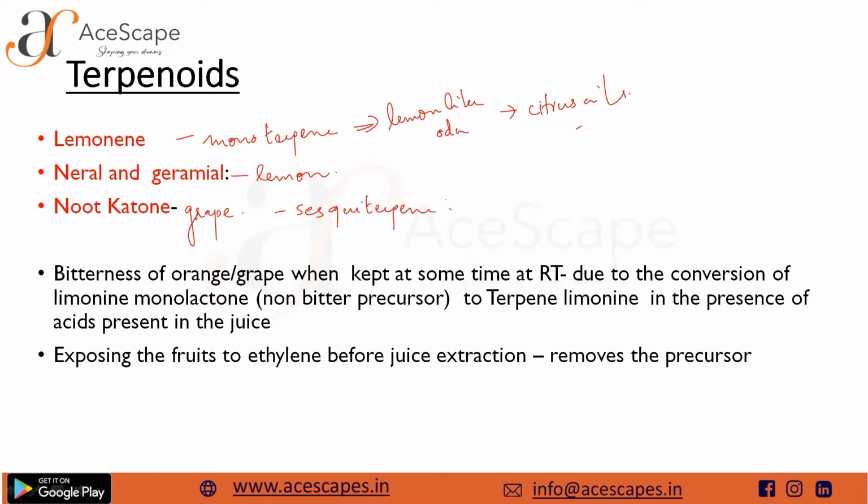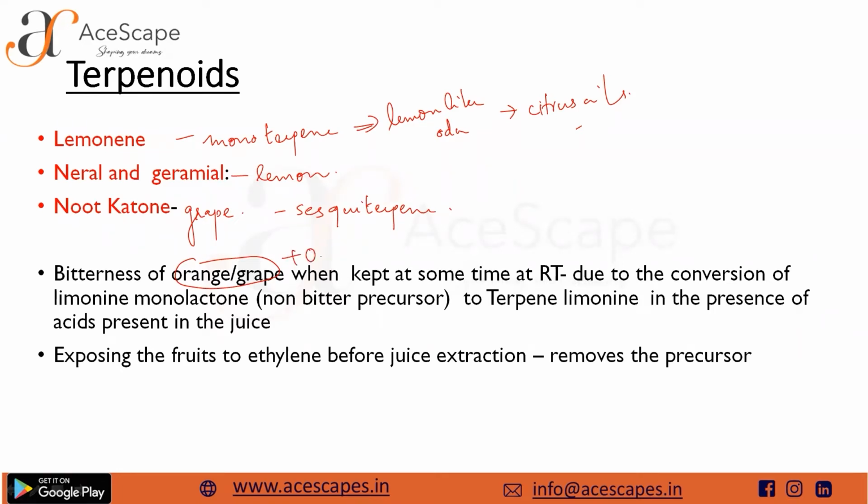So this limonene, neral, and geraniol, these components are present in lemon, and this nootkatone is present in what? Grapes. Okay. So like we discussed in lemons, similarly in orange and grapes also, the same terpenoids are present. So then what will happen?